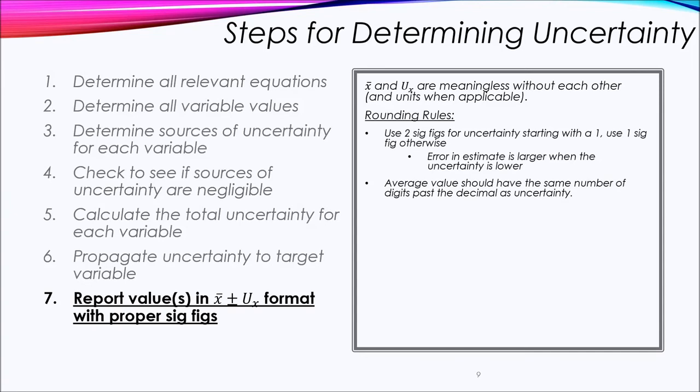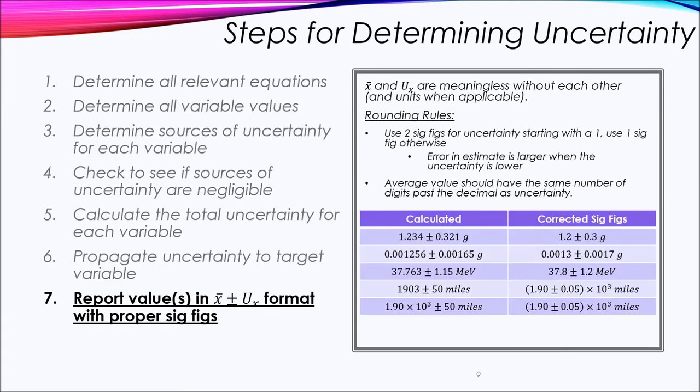Now, the average value should have the same number of digits past the decimal point as your uncertainty. And this goes both ways. So if your uncertainty is, say, 20, then your average value should be rounded to the nearest tens digit. So here is a table basically showing how this can play out. I'm not going to belabor the individual examples except for the last 2. You can pause it if you want to verify it for yourself.